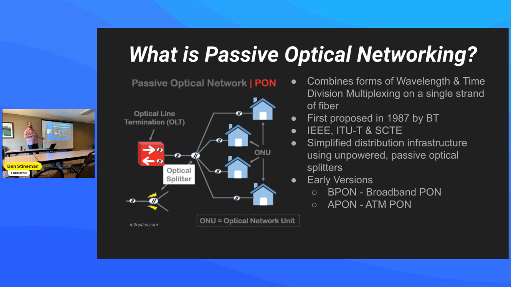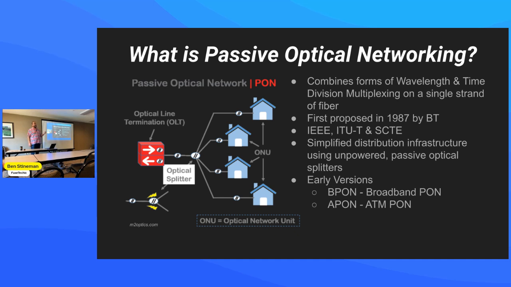The first idea of it was proposed by British Telecom in the late 80s, I think 1987. Then the IEEE, the ITU and the SCTE all got on board and started to try to ratify it and make it an actual standard so that any manufacturer could adopt the standard and make equipment. So we had an equivalent playing field.